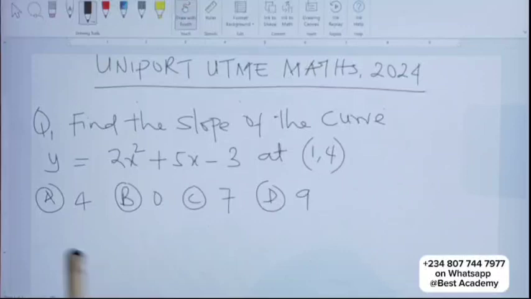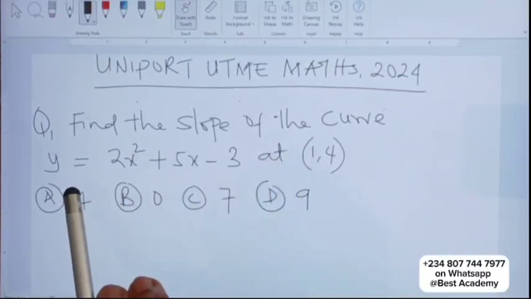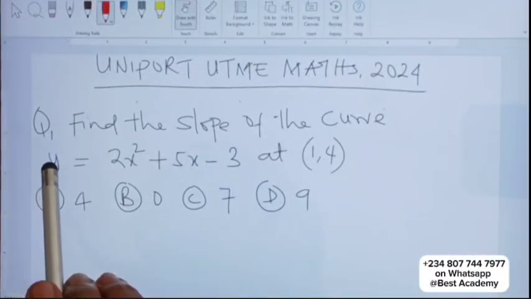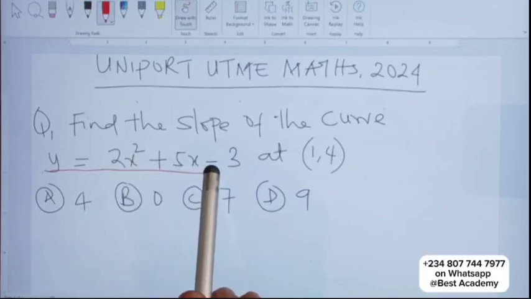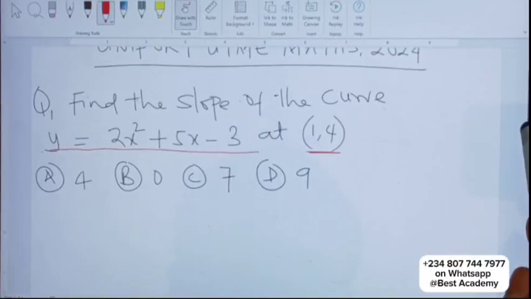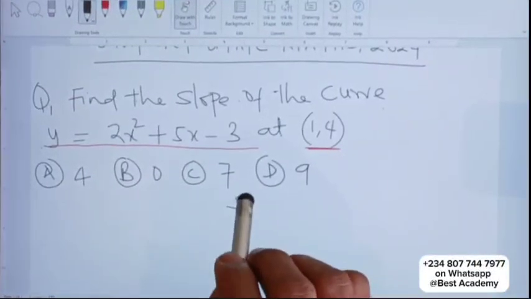Now, let's go here. In this question here, they said, find the slope of the curve y is equal to 2s squared plus 5s minus 3 at the point (1, 4). So for us to solve this question, we have to understand what is slope. Please take note of this here. Let's solve this.